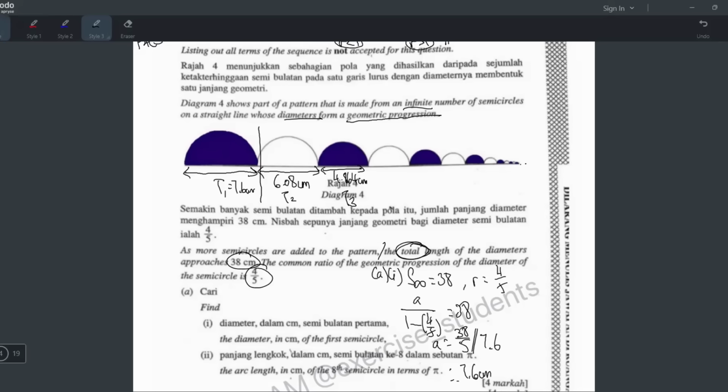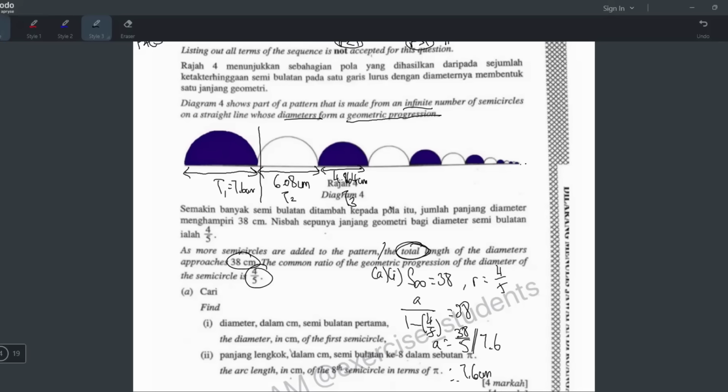0.7969 pi, so 0.7969 pi. And let's write cm because it's the arc length. Okay, I think I'm done with the A1, A2. Now let's do B.